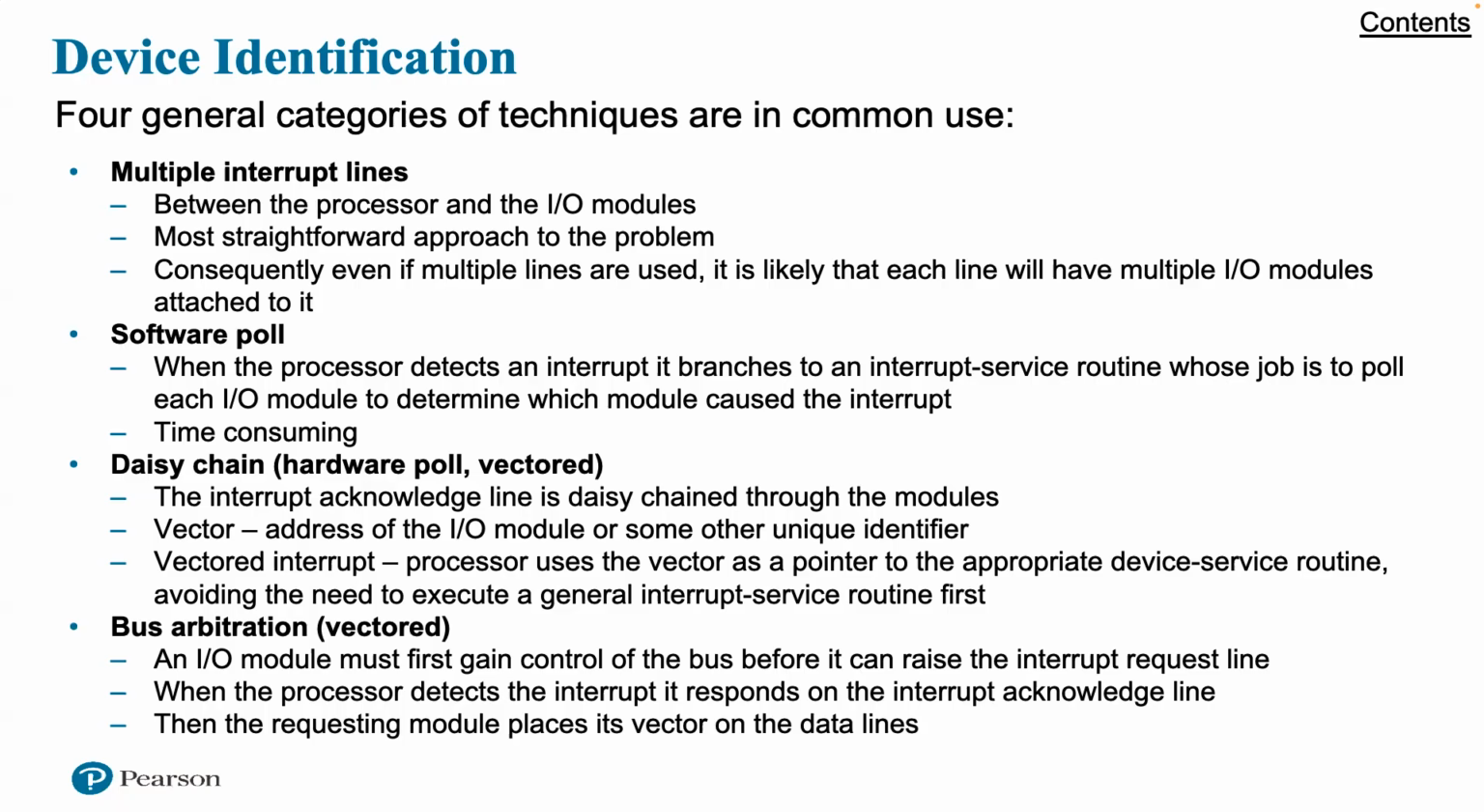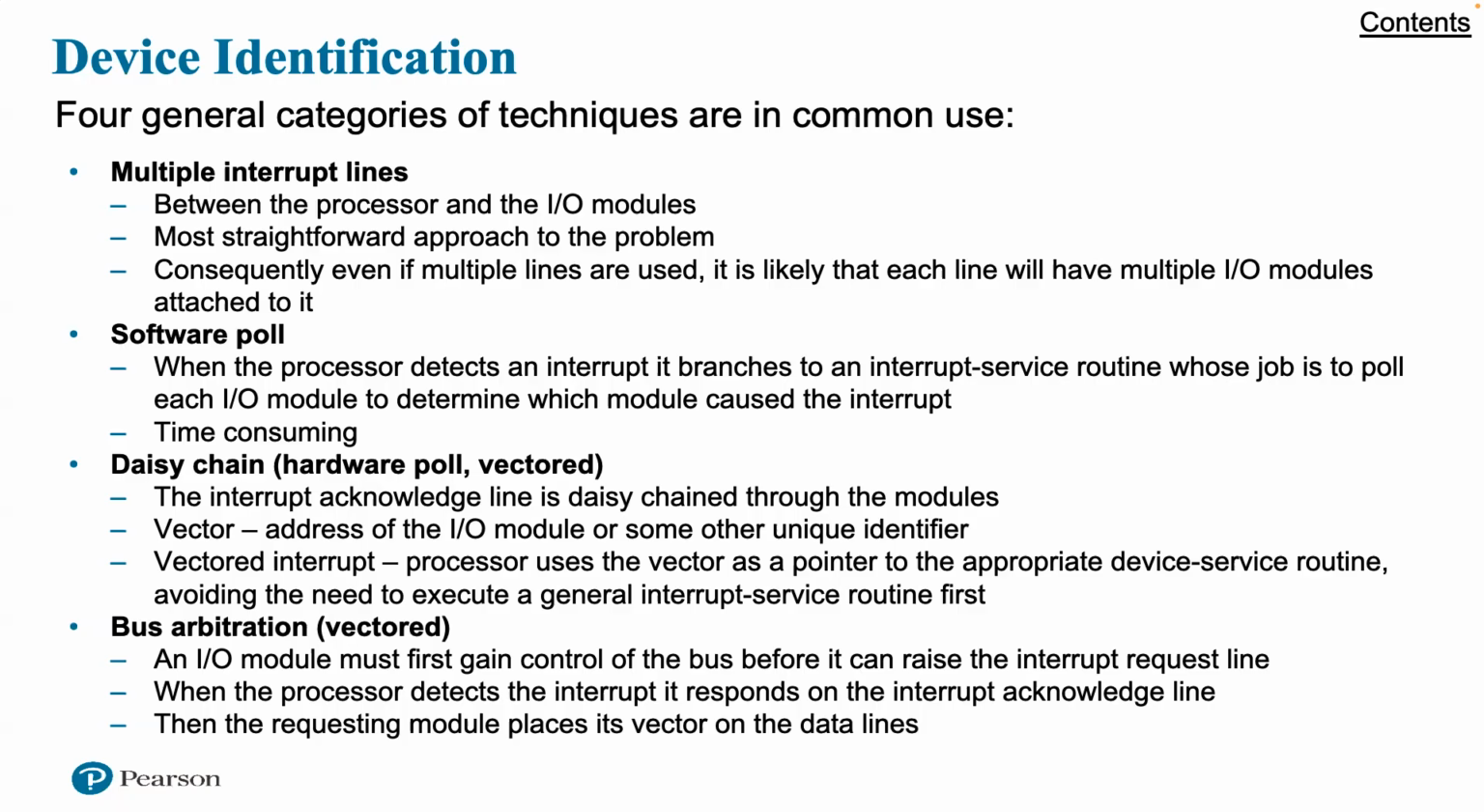Alternatively, each I/O module could contain an addressable status register. The processor then reads the status register of each I/O module to identify the interrupting module. Once the correct module is identified, the processor branches to a device service routine specific to that device. The disadvantage of the software poll is that it is time consuming.